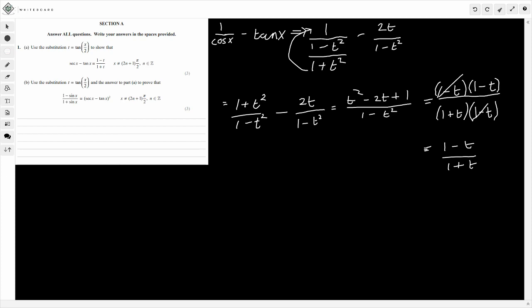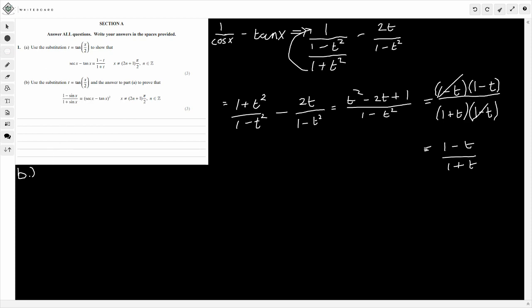Now for part B, very similar again. We're just using a substitution again. So this is (1 minus sine x) divided by (1 plus sine x), which is identical to sec x minus tan x. So notice this is sec x minus tan x. The part A bit is going to be useful to give us an answer to part B. So first let's use the substitution for sine x.